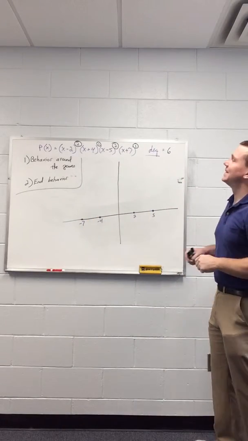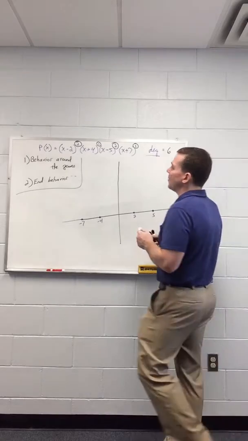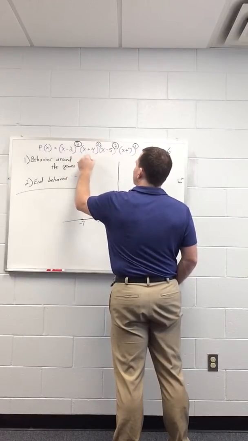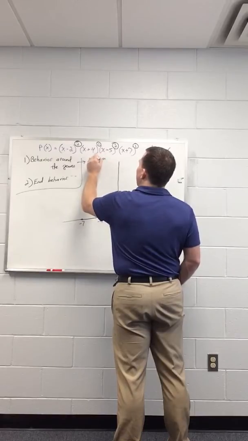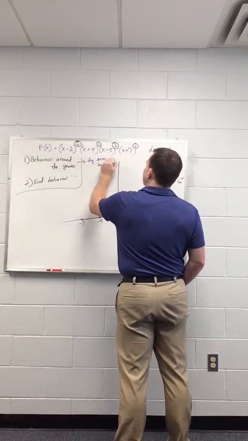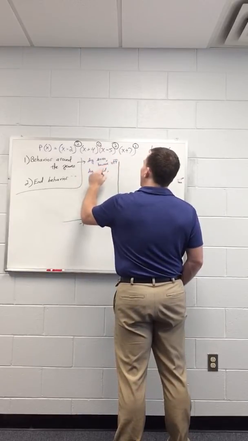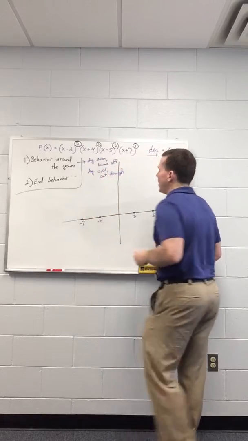And now, I need to find the behavior around the zeros. And for the behavior around the zeros, there's this rule that says if the degree is even at the zero, you bounce off the axis. If the degree is odd, you cut through the axis.